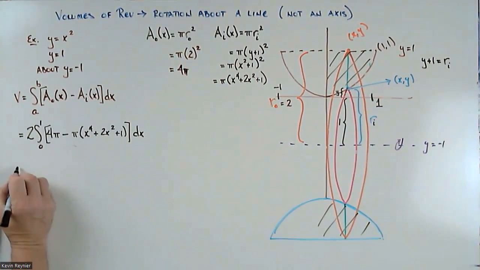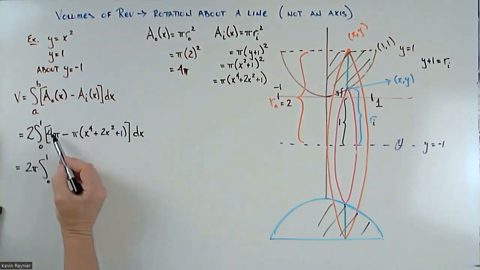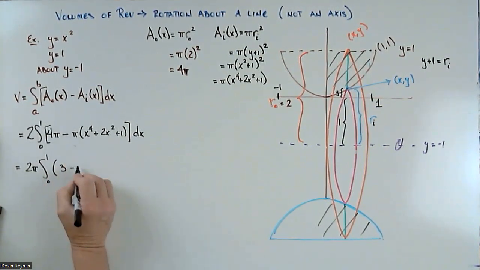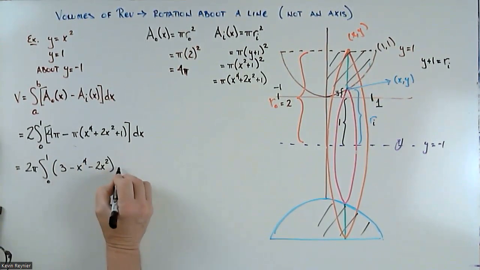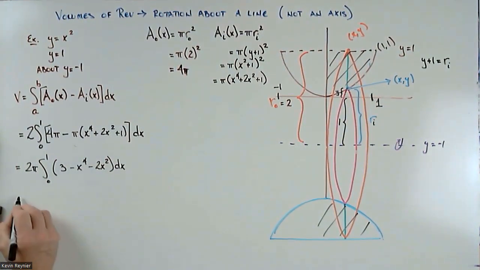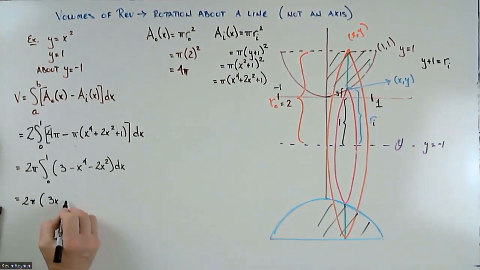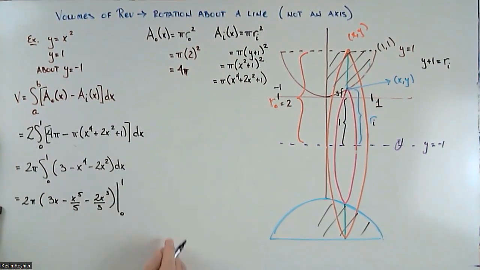We can put the pi out in front, of course. Here we're going to have a 4 minus a 1. That's going to give us a 3. Then we're going to have a minus x to the 4th. And we're going to have a minus 2x squared dx. If we go ahead and integrate that, we're going to have 2 pi. This is going to be 3x. This is going to be x to the 5th over 5. And this could be minus 2x to the 3rd over 3. We're going to evaluate that between 0 and 1 because of the 2 we put out front.